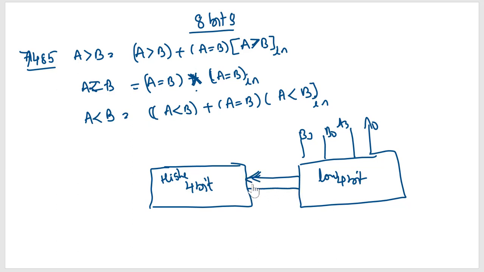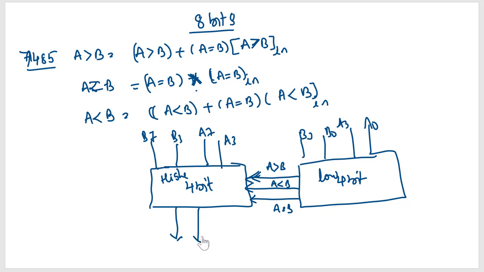These 3 outputs will be cascaded to your higher order bits: a greater than b, a less than b, and a equals to b. And here you are going to have your a3 to a7 bits and your b3 to b7 bits. Now this 4-bit comparator will compare this a3 to a7, b3 to b7, and it is going to produce 3 outputs as usual.